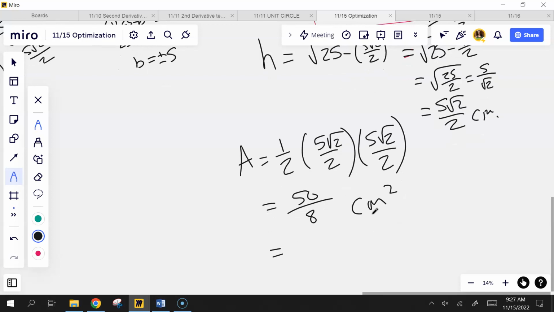Depends on what kind of question you're in. We'll simplify just because we're, what is that, 25 over 4 square centimeters. Well, 5 and 5 is 25, right? And then root 2 times root 2 is 2. And 2 times 2 times 2 is 2.